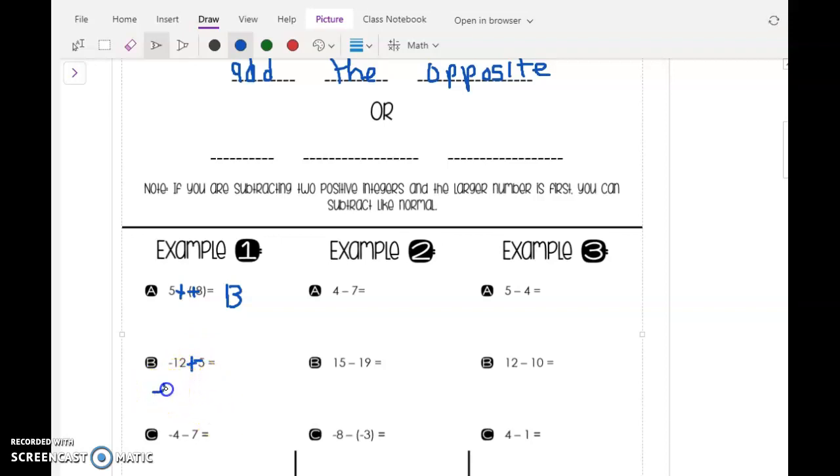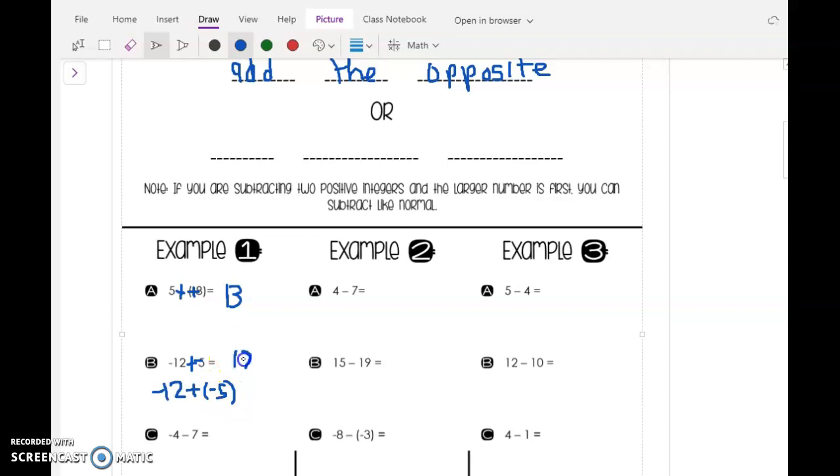Let me rewrite that so you can see it better. That's a -12. Because of this negative right here, we're going to transfer that, plus a -5. So we're going to put that in parentheses so we can see that negative sign clearly right over there. Okay, so -12 plus -5. Because both of these signs in front of your numbers are the same, they both have a negative sign in front of them, all you're going to do is add the two. 12 plus 5 gives you 17.